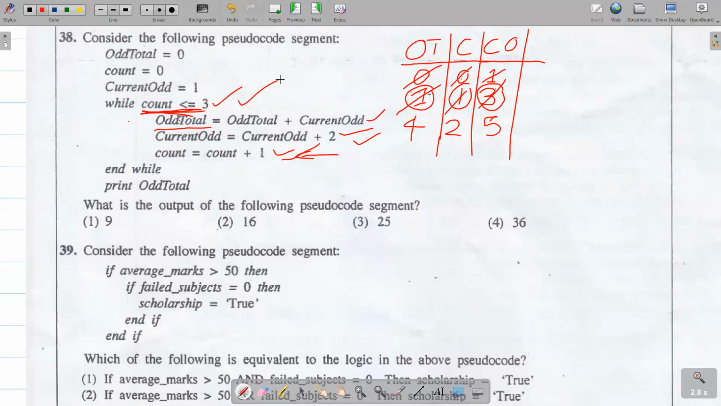Again, odd total plus current odd. Odd total is 4, current odd is 5. 4 plus 5, 9, and it will be assigned to the odd total. Then current odd will be increased by 2. 5 becomes 7. Count equals count plus 1. This becomes 3. Now it's asking count is less than or equal 3. It's not less than, but it is equal 3. So still the condition is true. This is happening. Odd total equals odd total plus current odd. So 3 plus 7, which is 10.